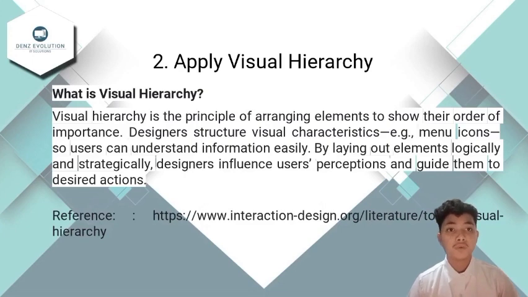Second is apply visual hierarchy. So first, what is visual hierarchy? Visual hierarchy is the principle of arranging elements to show the order of importance. Designers structure visual characteristics, for example menu icons, so users can understand information easily by laying out elements logically and strategically. Designers influence users' perceptions and guide them to the desired action. So visual hierarchy is the process for the user to find the information to buy or sell a thing on our site. Visual hierarchy is to guide our customer or user to our selling points.